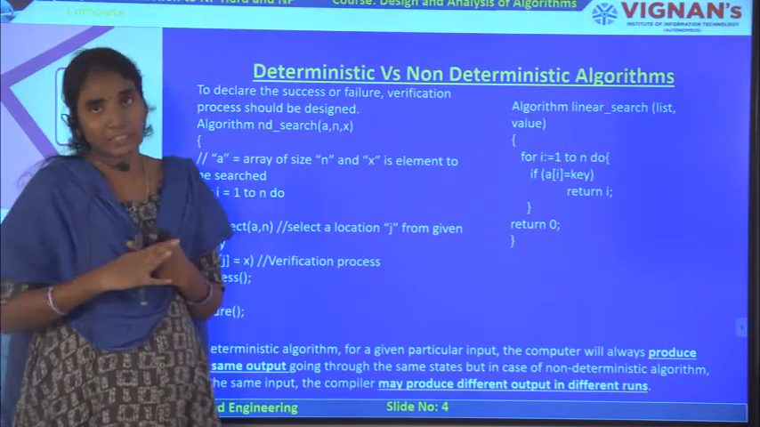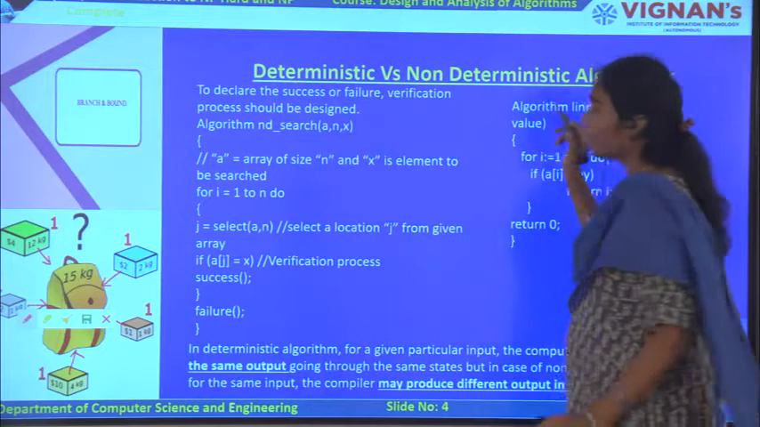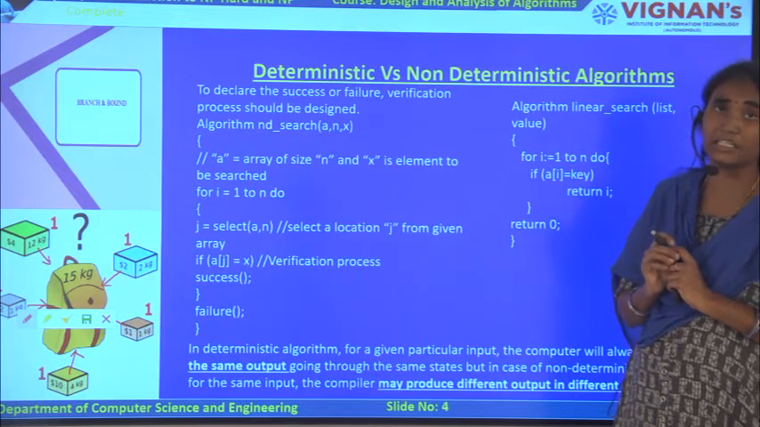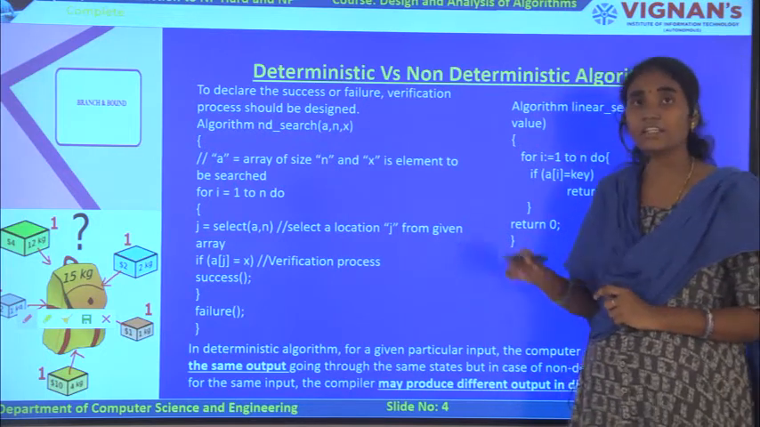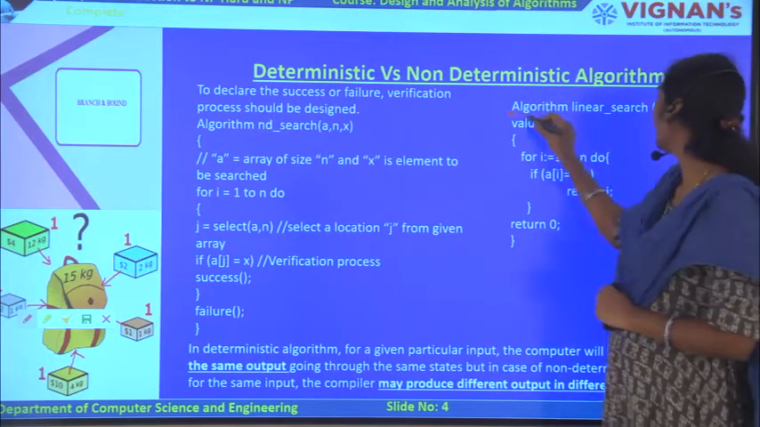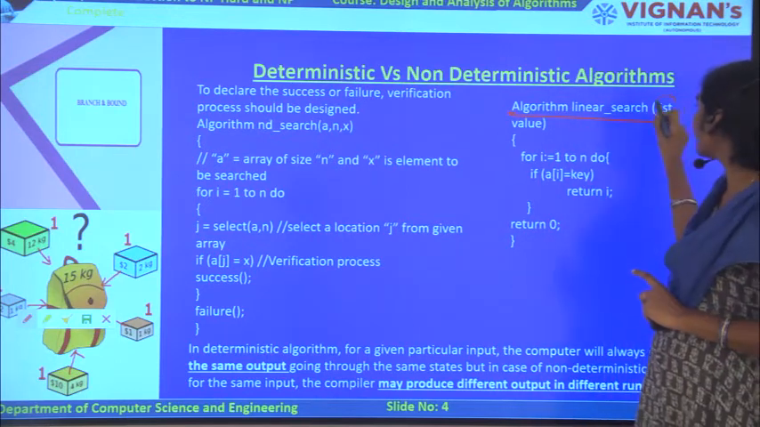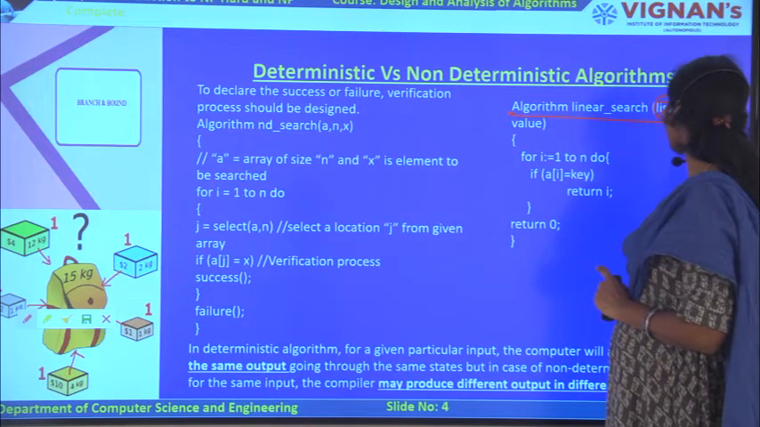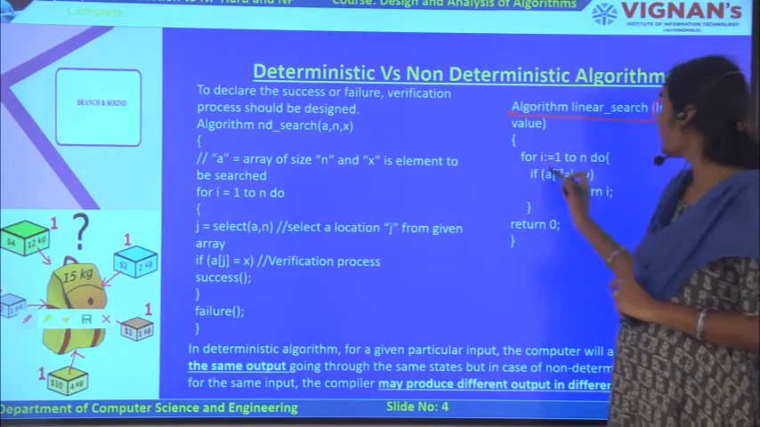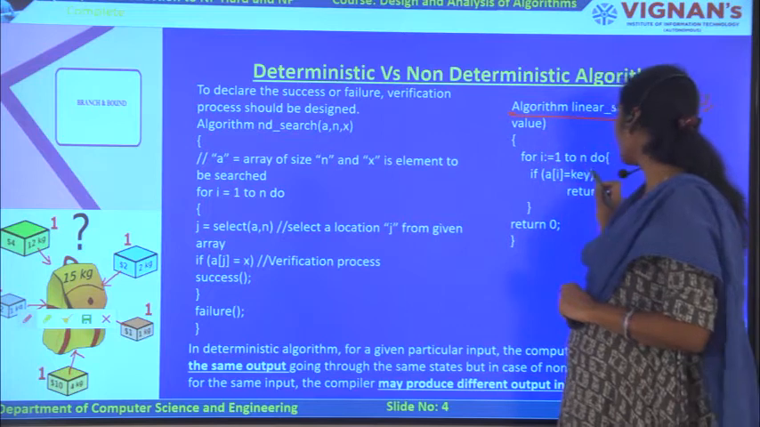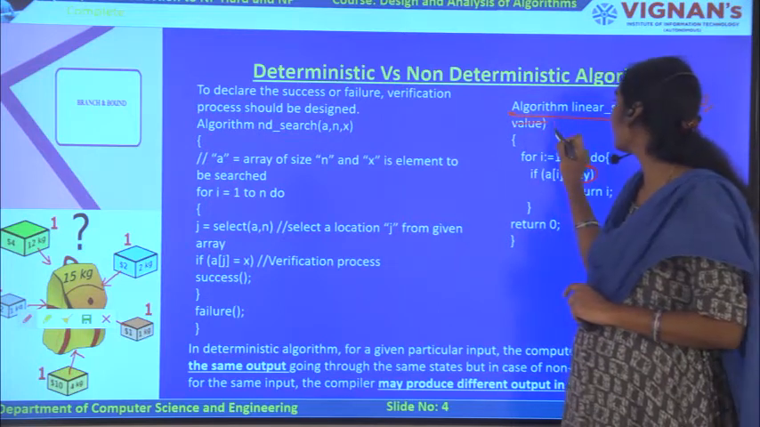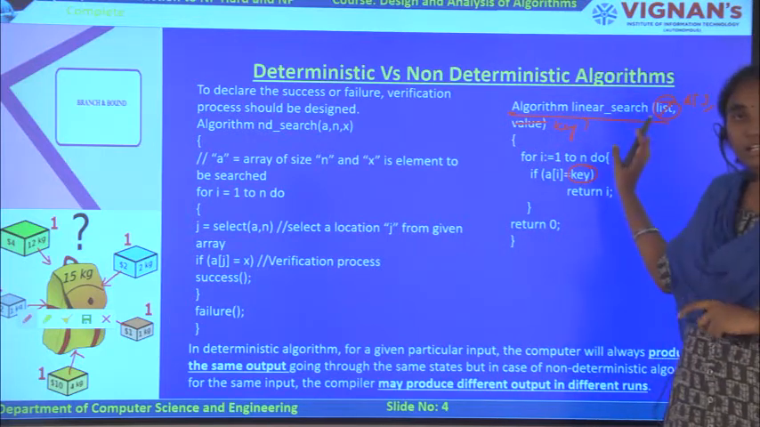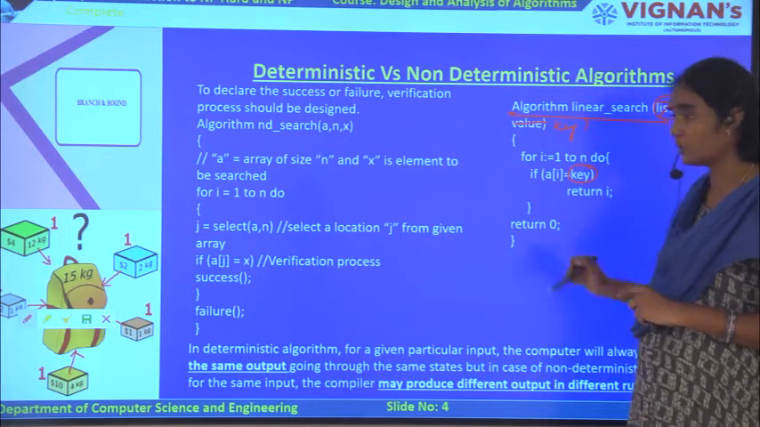So what is meant by deterministic? Deterministic means whatever we have seen till now comes under deterministic algorithms. For example, here I am showing you the linear search algorithm, where a is a given list of elements and key is the element which I want to find out. This is the linear search algorithm, which you already know.